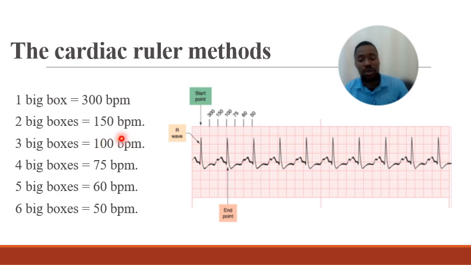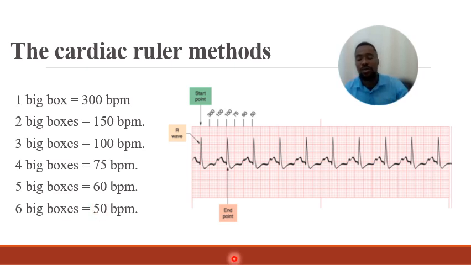So if your big boxes are between 3 to 5, it's a normal rate. So you get a rate between 60 to 100 if you have 3 to 5 big boxes. But anything less than 3 will give you tachycardia. So if you have two big boxes, it's tachycardia. If you have anything more than 5, it will give you bradycardia. So that's one way to know if it's a normal rate, bradycardia or tachycardia in the ICU.